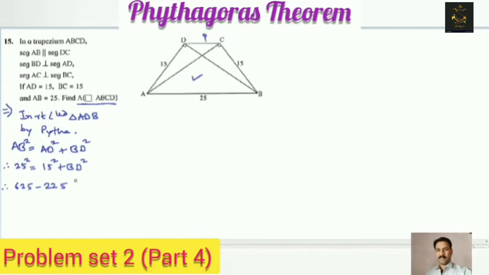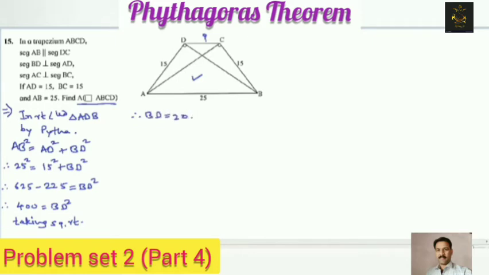We'll write equal to BD square. So their difference is what? Exactly 400, which is the square of 20. So we'll write here, taking square root on both sides. Taking square root, what do we get now? So BD is equal to 20.